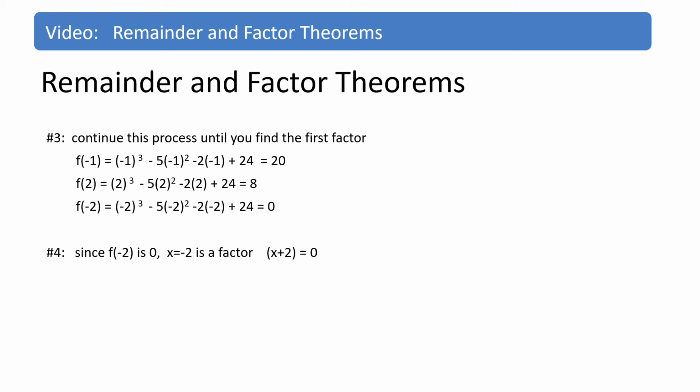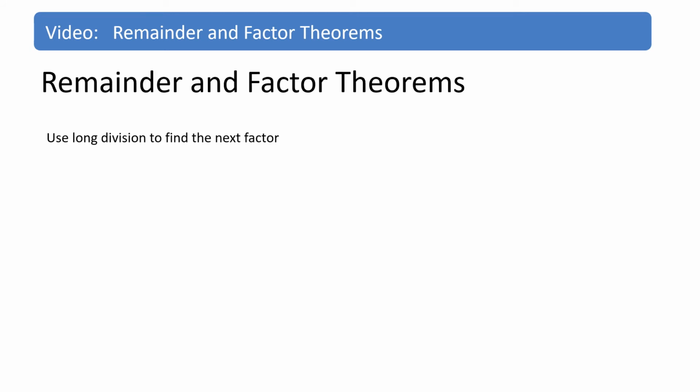Since f of negative 2 is 0, the factor would be x plus 2 equal to 0. We are now going to use this factor and long division to find our next factor.